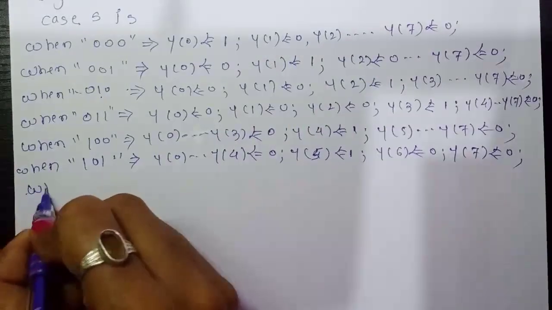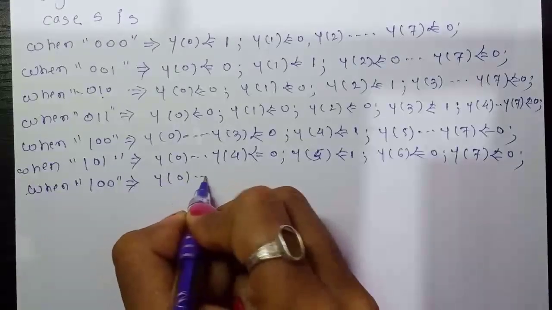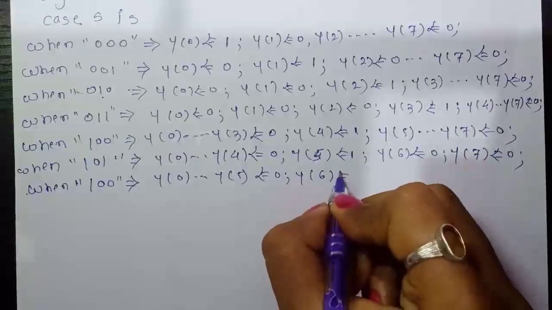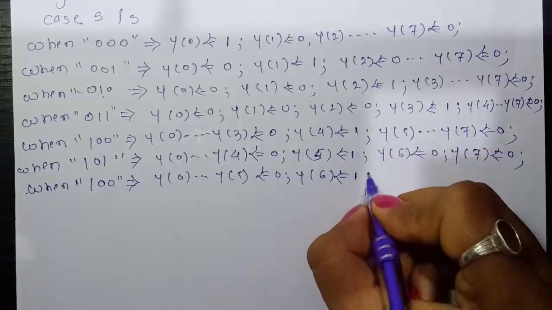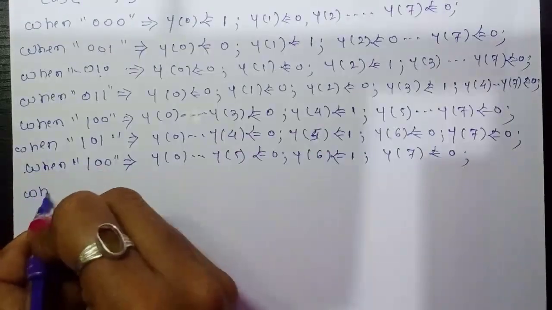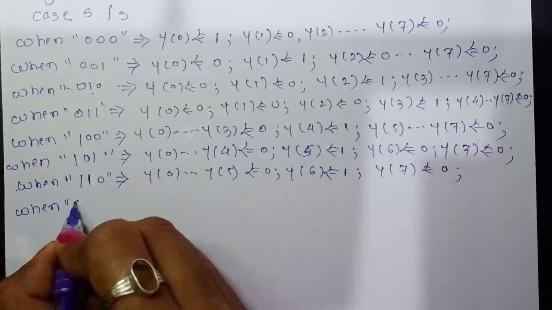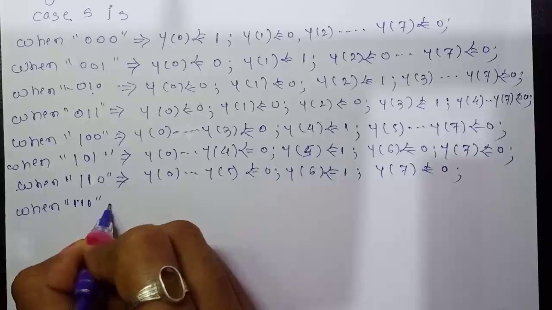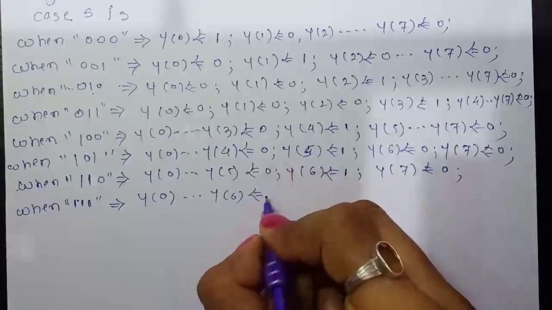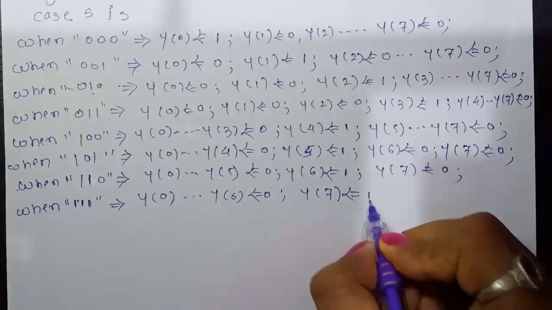Then when the selection line is 1 1 0, Y0 to Y5 output lines are all low, only the Y6 output line is high, and Y7 is also low. Then when the selection lines are all 1, output lines Y0 to Y6 are all deactive, that means they are assigned 0, and only output line 7, that is Y7, is assigned 1.